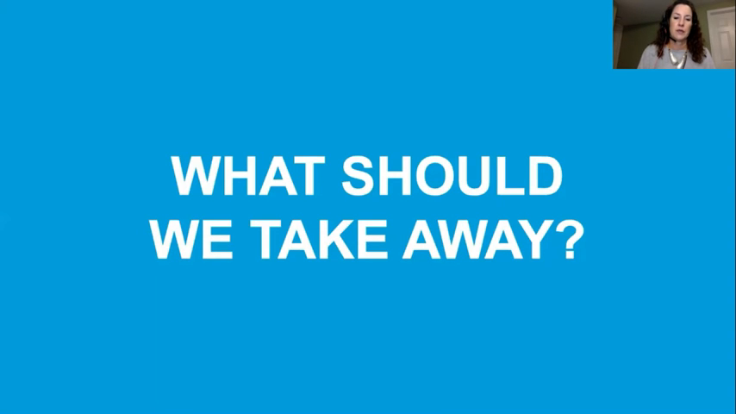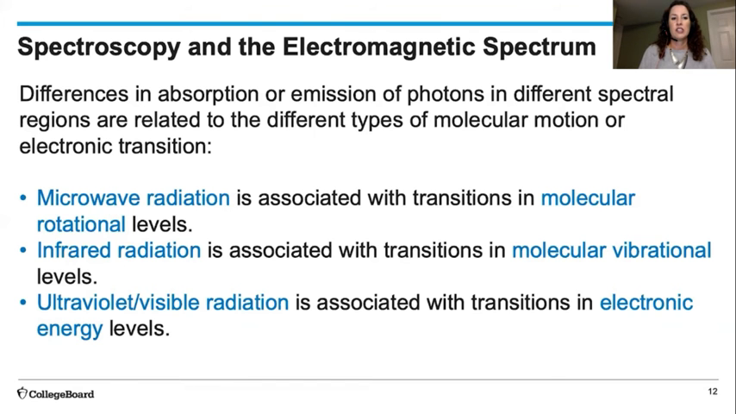So what should we take away from this section? The differences in absorption or emissions of photons in different regions are going to be related to the different types of molecular motions or electronic transitions. Microwave radiation is associated with molecular rotation levels. Infrared radiation is associated with molecular vibrational levels. And ultraviolet or visible radiation is associated with transitions in electronic energy levels.